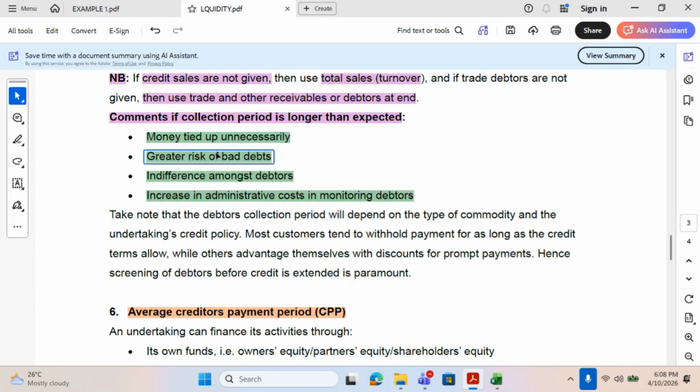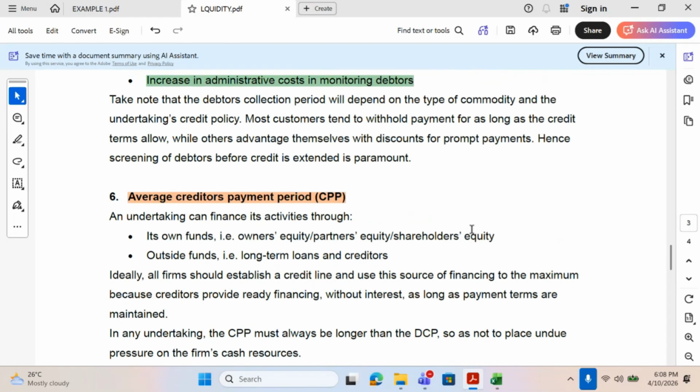These are the things that I can use to comment on my debtors collection period, but I will just check the numbers first. Are the numbers too big, or are they lower? Debtors collection period always has to be lower. Less than 30 days, or if it's above 30 days, it can be 32, 35, 36 days, but it doesn't have to go to 60. No, that's not what we want. It has to remain 30 or less or around 30 days.